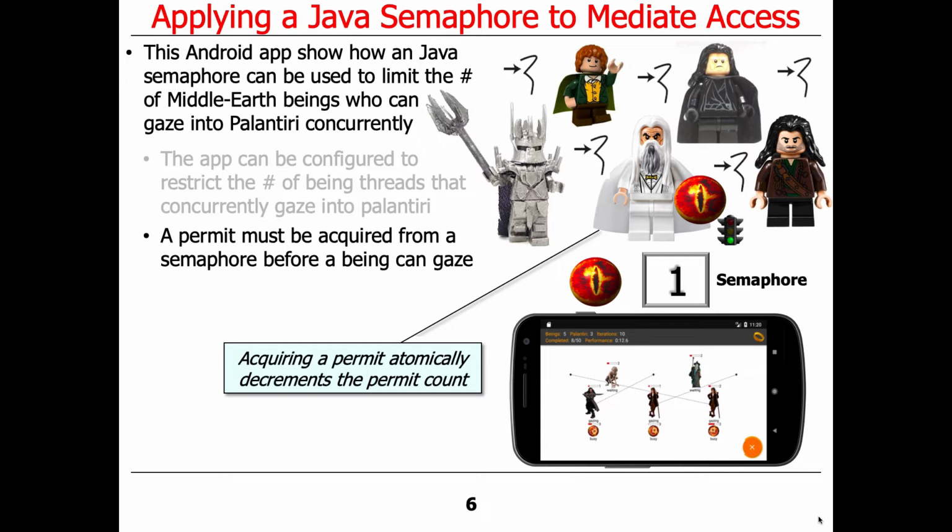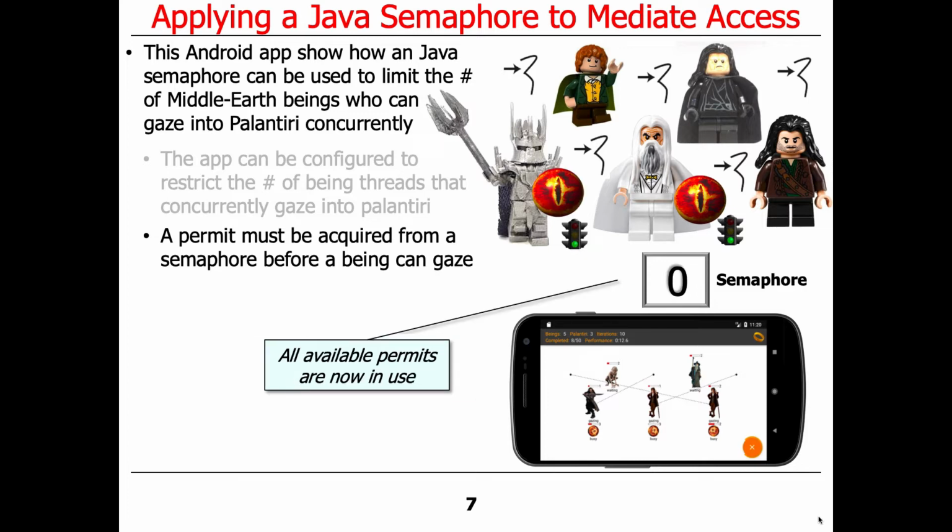So let's say, I think that's probably Gandalf the White, if I'm not mistaken. He wants to gaze into the semaphore, into the Palantir. So he goes down, the semaphore count's greater than 0. He gets a Palantir, the count's decremented by 1. He can start to gaze. Now along comes, I think that's Sauron. He wants to gaze too. He gazes a lot. And so he comes along, the count's greater than 0. He gets a Palantir, the count goes to 0.